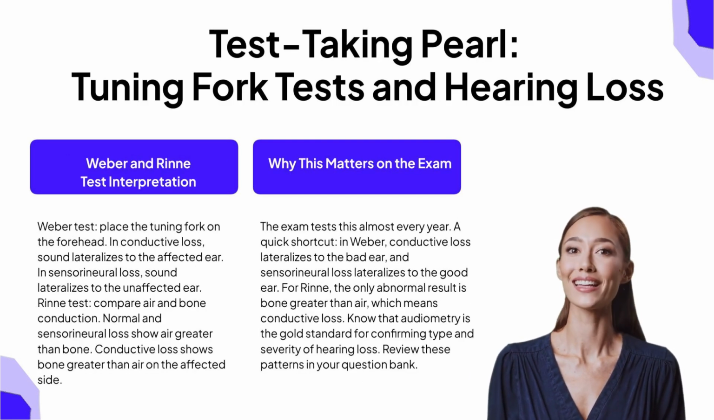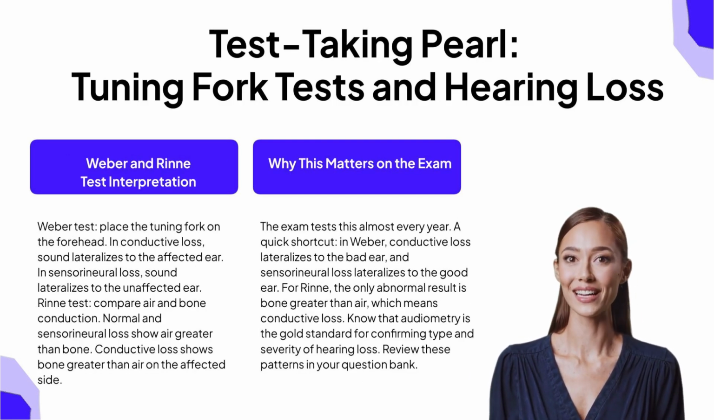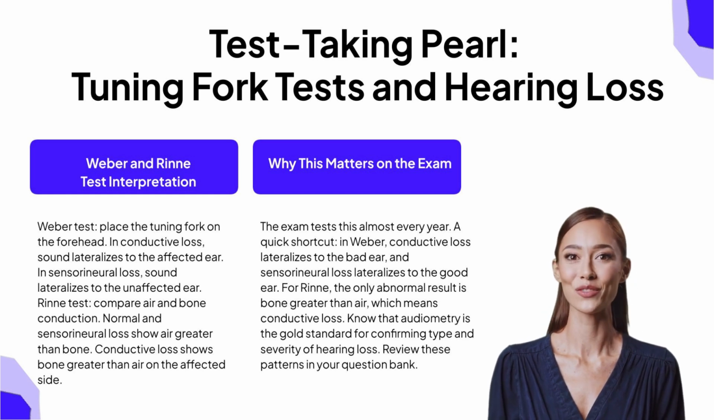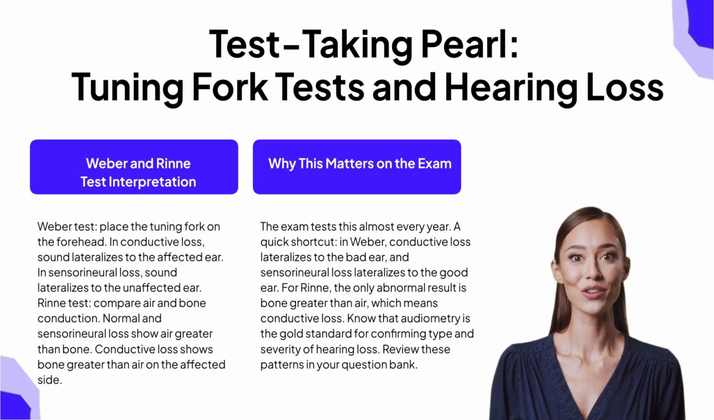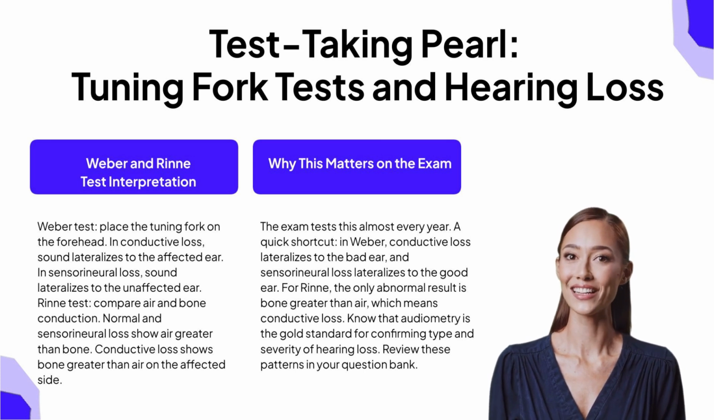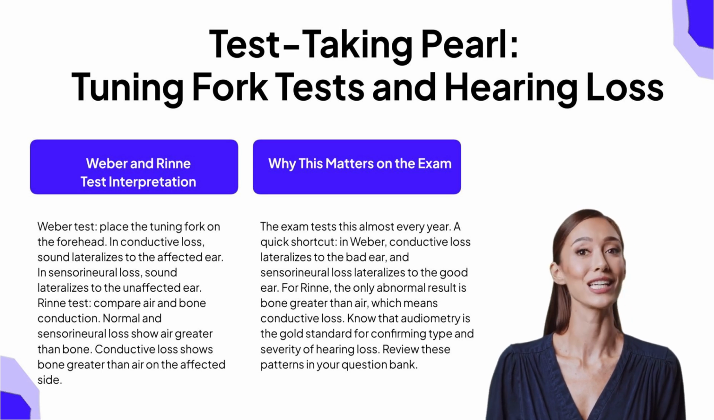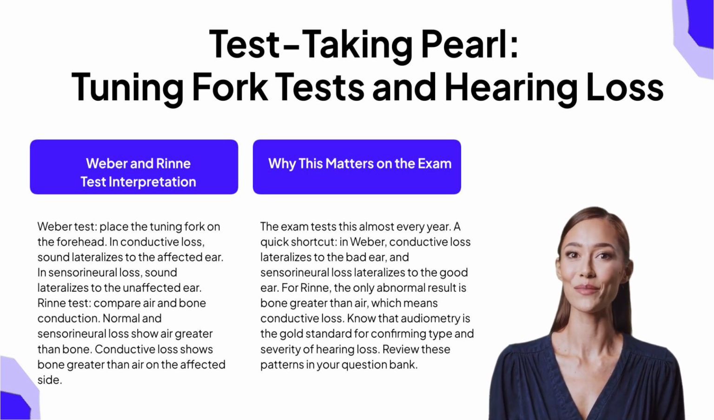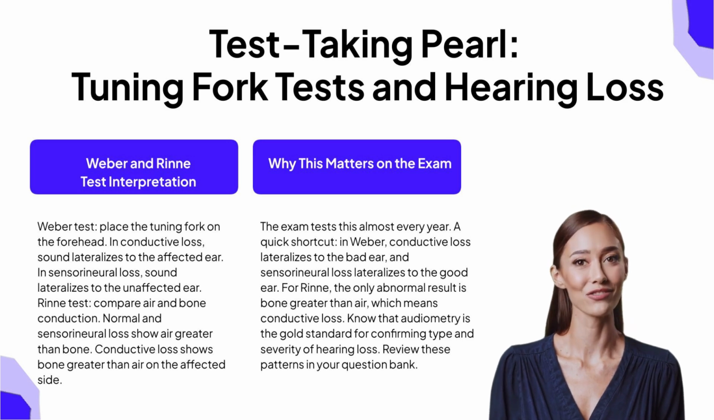Here is a critical test-taking pearl about tuning fork tests and hearing loss interpretation. For the Weber test, place the tuning fork on the forehead. In conductive hearing loss, sound lateralizes to the affected ear because ambient noise is blocked and bone conduction is perceived louder. In sensorineural hearing loss, sound lateralizes to the unaffected ear because the good cochlea perceives it better. For the Rinne test, compare air and bone conduction. In normal hearing and sensorineural loss, air conduction is greater than bone conduction. In conductive loss, bone conduction is greater than air conduction on the affected side.